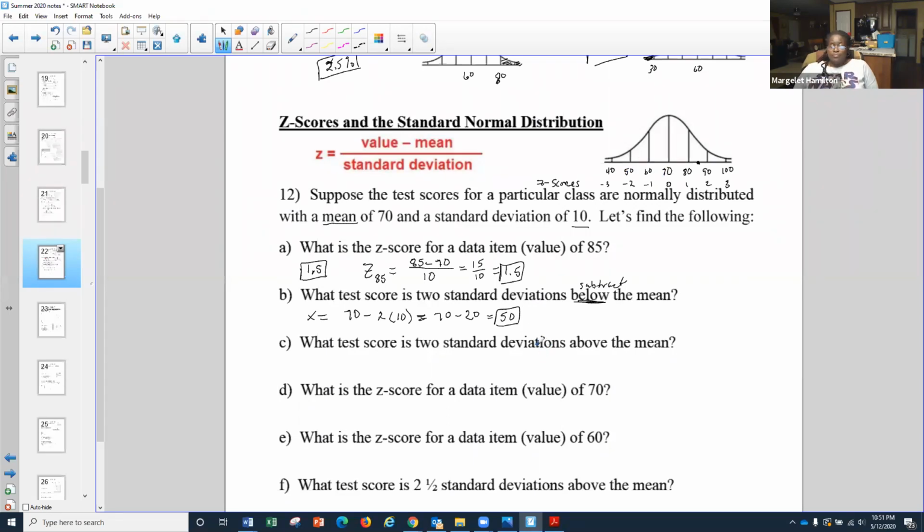Let's try the next one. What is the test score that is 2 standard deviations above the mean? Let's look at the graph and see if that'll just help us. What test score is 2 standard deviations above the mean? Here's our mean. Remember, above means to add. So we're going above: 1, 2. That number, 90. It did it for us.